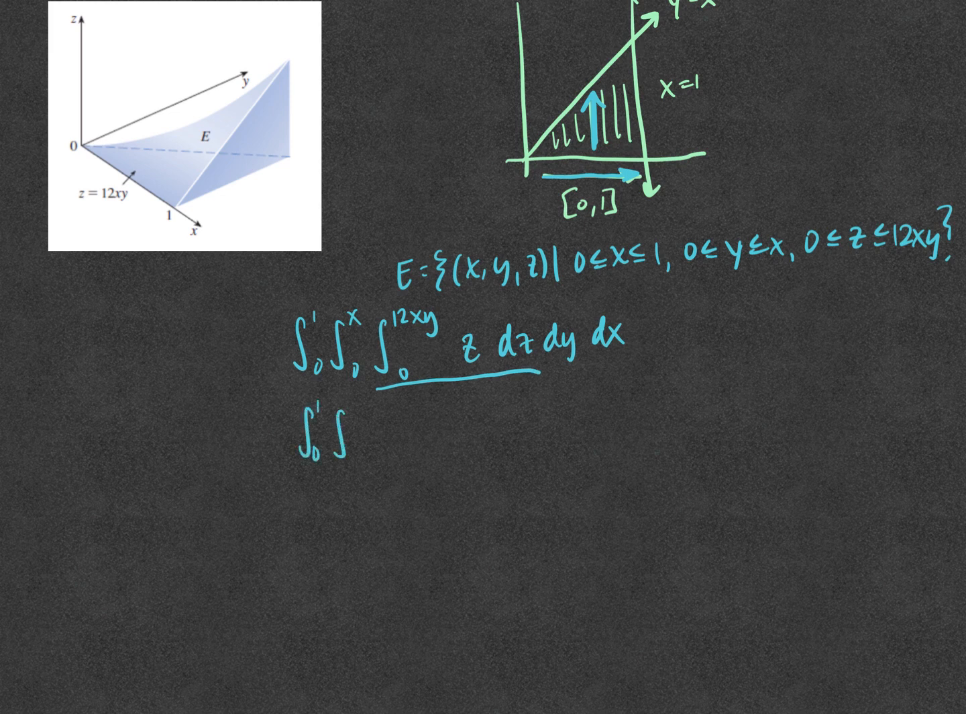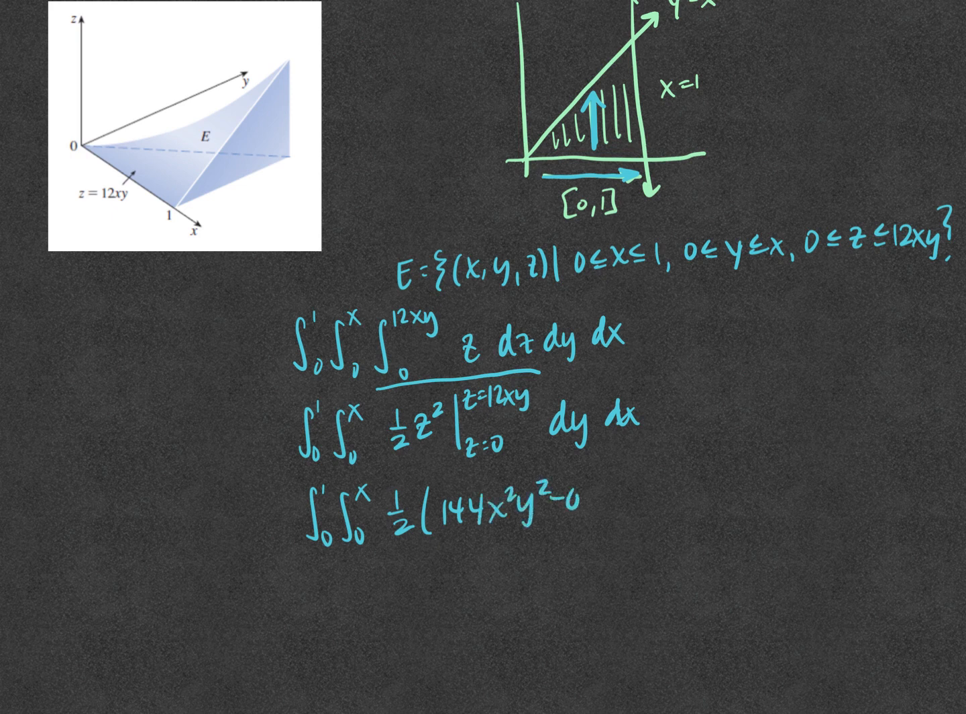So now that we have it set up, we're going to do this first integral here. We have the integral from 0 to 1, the integral from 0 to x. We integrate z, we get 1/2 z squared, and we're going to go from z equals 0 to z equals 12xy. Then we will integrate with respect to y and then with respect to x. So now when we integrate, let's plug in those values for z. We have 1/2 times 144 x squared y squared minus 0. Half of 144 is 72 x squared y squared.